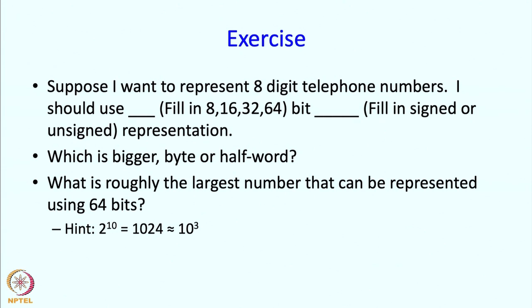Okay. Then these are just questions for you to check whether you are paying attention, which is bigger, byte or half word, or what is roughly the largest number that can be represented using 64 bits. And I want the answer in decimal. So here you might want to note that 2 raised to 10 is 1024, which is about 10 raised to 3. So this way you can calculate what 2 raised to 64 is very easily, at least approximately.